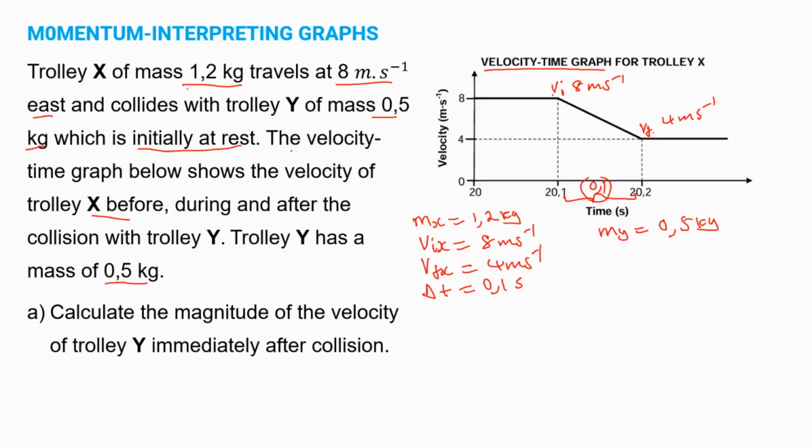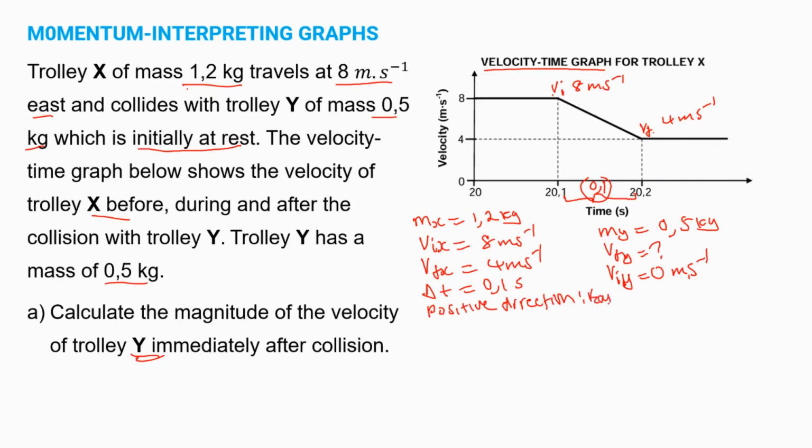Then for Y, we have the mass of Y, which is 0,5 kilograms. And then the velocity, we don't have the final velocity. That's what we want. We want the final velocity of Y. Y is initially at rest, so the initial velocity of Y is equal to 0 meters per second. Then the direction, let's make east the positive direction.